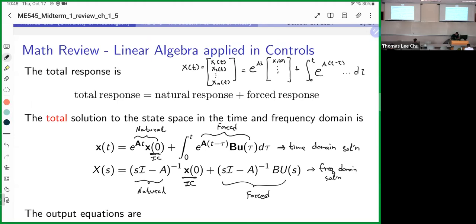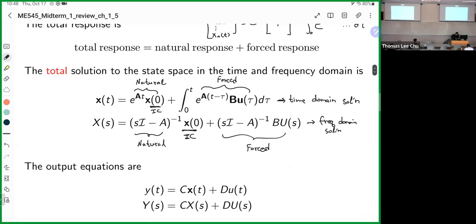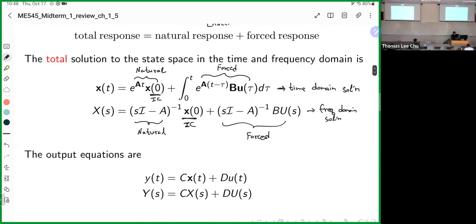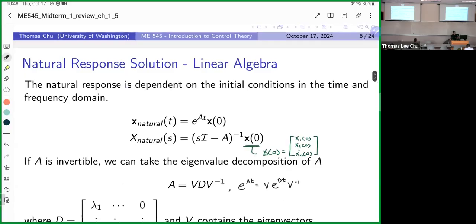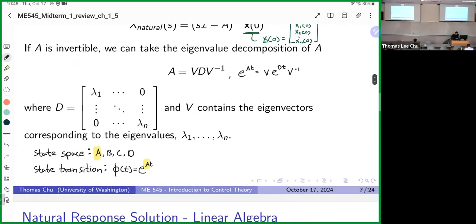Okay. Yeah, maybe we can talk after class. I think for now, just take the definition for granted, and then we talk about this later. Maybe forget about this definition here. You don't need to know that it's called the state transition matrix.